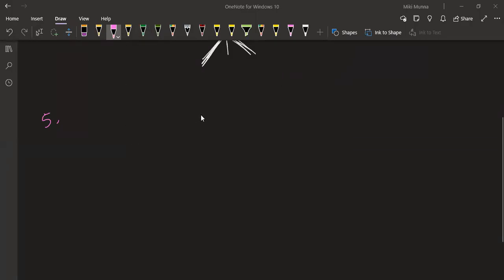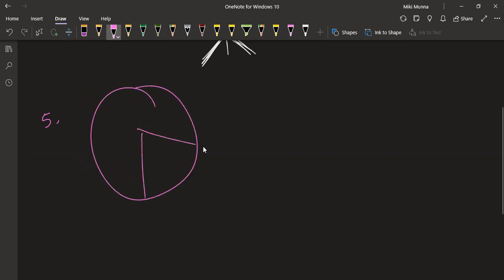Okay, so in number 5, they are asking us to find the area of the minor segment formed by the circle of radius 6 centimeter. So that means we have a circle of radius 6 centimeter, and let's say this is the complete circle with a radius of 6 centimeter. There's this segment formed.